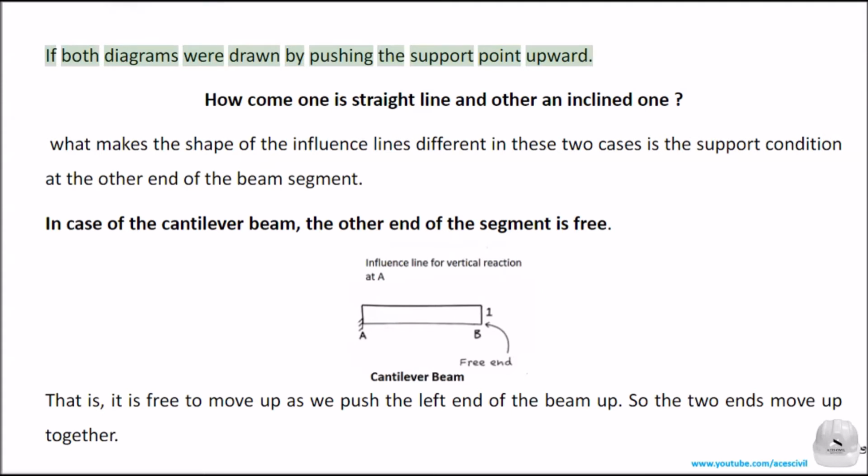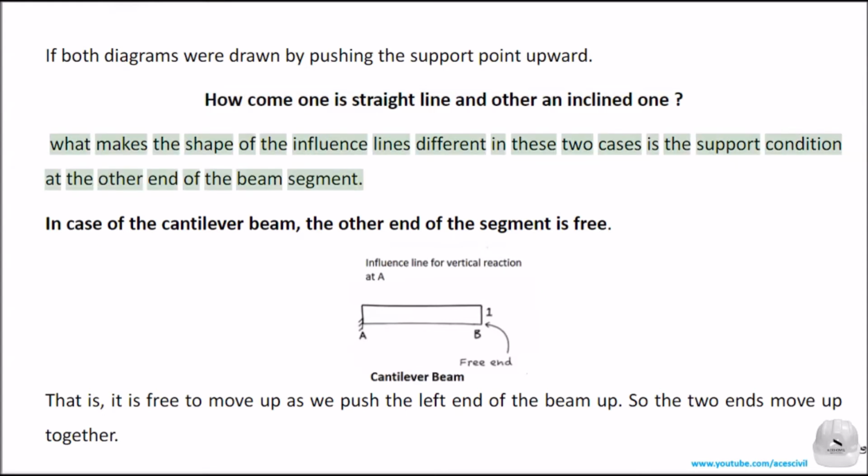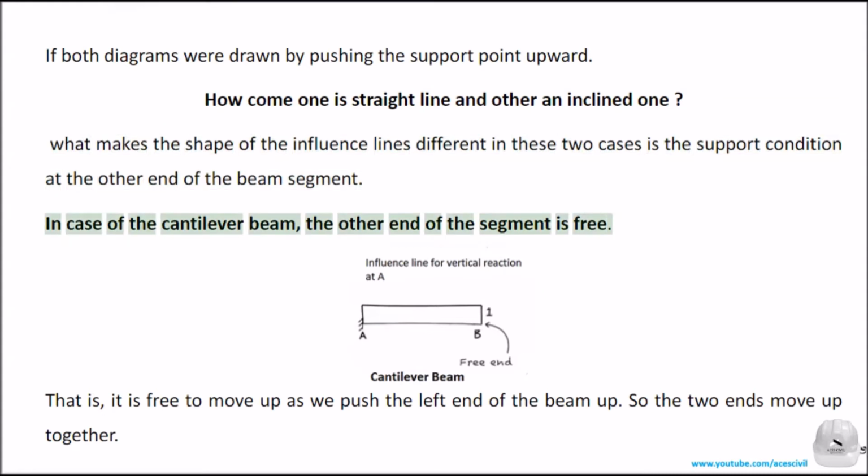If both diagrams were drawn by pushing the support point upward, how come one is a straight line and the other an inclined one? What makes the shape of the influence lines different in these two cases is the support condition at the other end of the beam segment. In case of the cantilever beam, the other end of the segment is free.